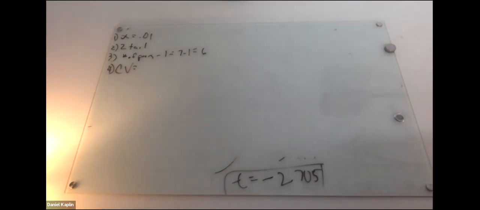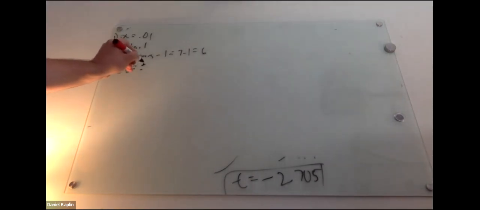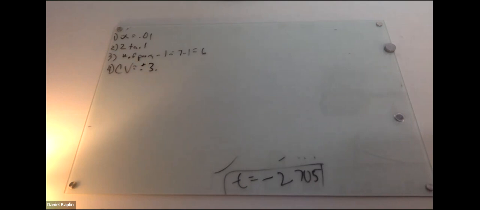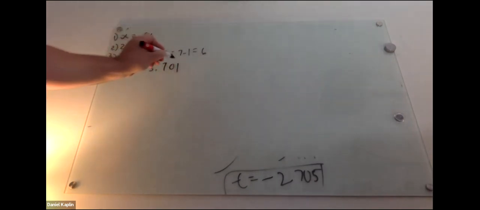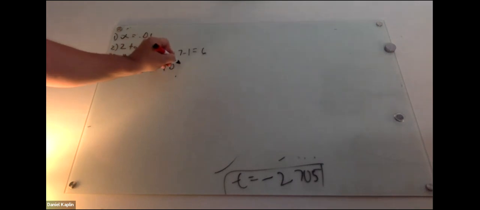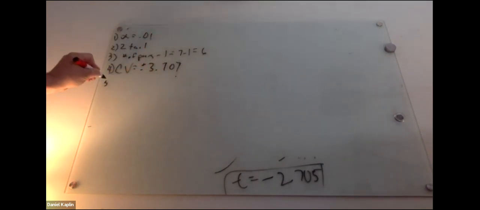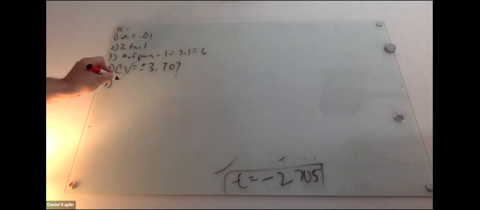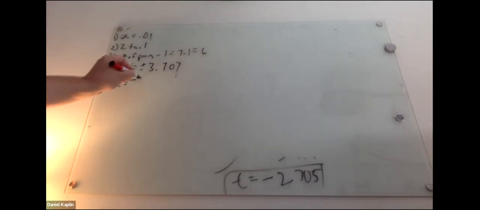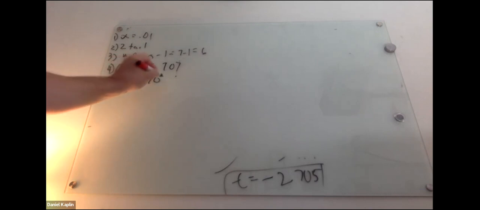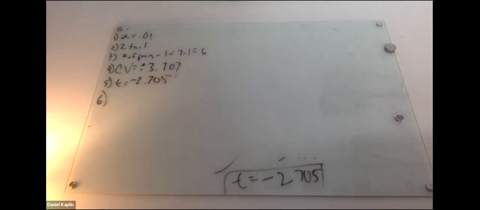So if I go down to 6 degrees of freedom, 2-tailed test, go across to 0.01, I get a critical value of plus or minus 3.707. Okay, sorry about that, 3.707. Now, my t-value was negative 2.705.